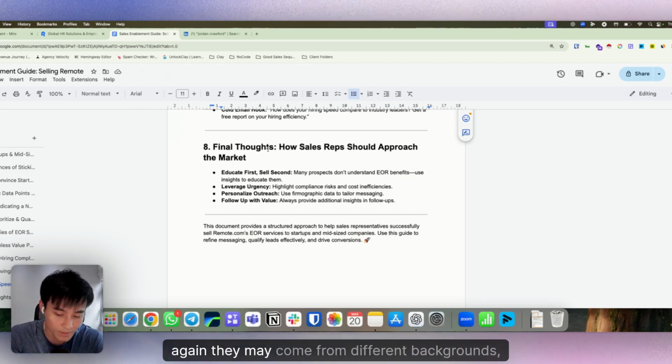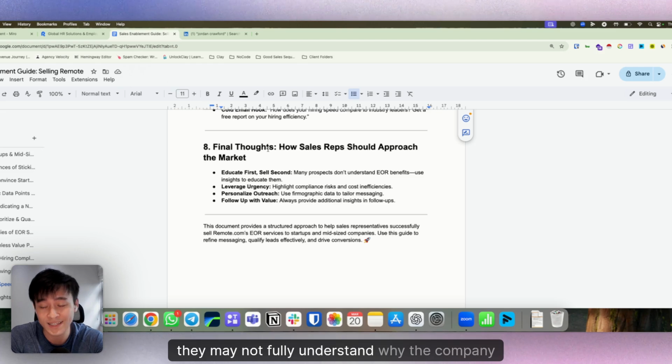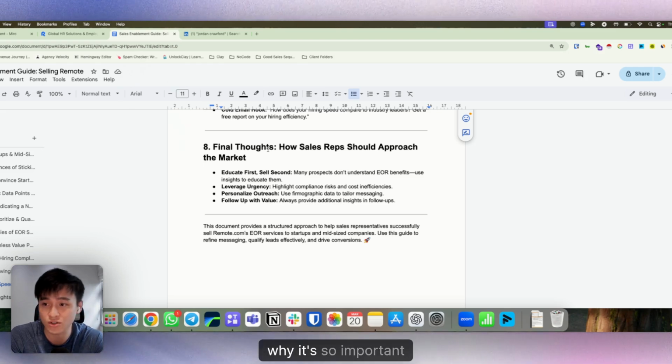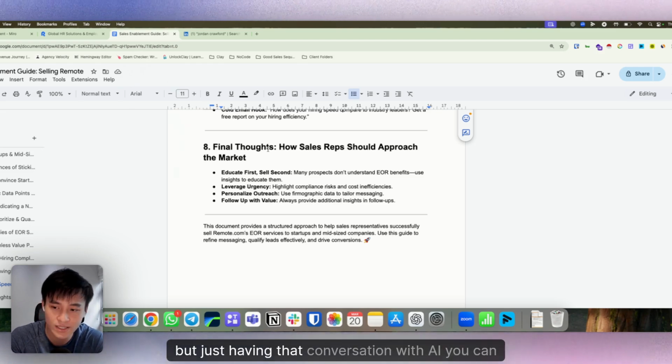Because again, they may come from different backgrounds. They may not fully understand why the company exists and why it's so important. But just by having that conversation with AI, you can put together something really good for them and help the whole go-to-market strategy.